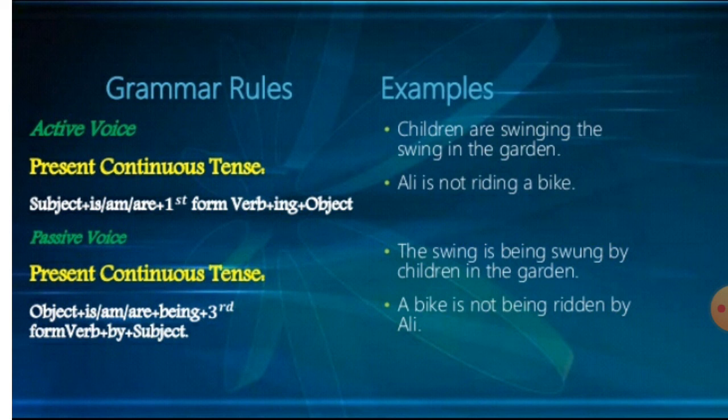Now, how to change into passive voice? The object, that is the swing, will become the subject. Object plus is, am, are plus being plus the third form of the verb plus by plus subject. The swing, singular, therefore we are using is. Being, swing, the third form of the verb, is swung by children in the garden. We will see the second example. Ali is not riding a bike. A bike is the object here, that will take the form of the subject in the passive form. A bike is not being ridden by Ali.